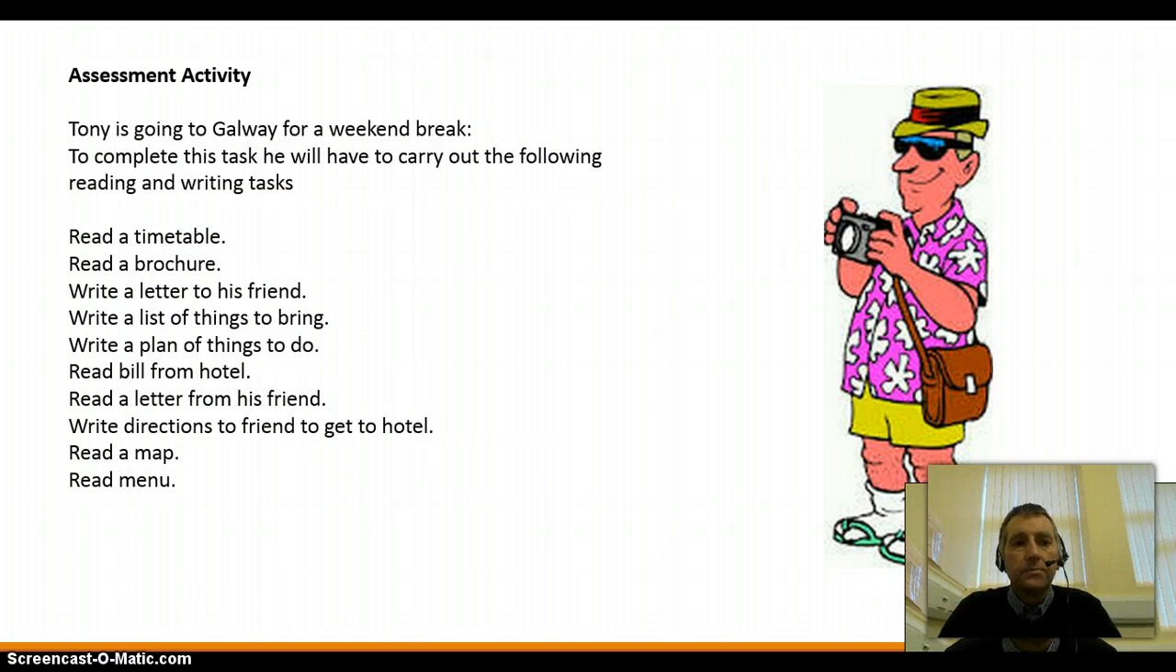Assessment activity. Tony is going to Galway for a weekend break. To complete this task, you will have to carry out the following reading and writing tasks: read a timetable, read a brochure or poster, write a letter to his friend, write a list of things to bring, write a plan of things to do, read a bill from a hotel, read a letter from his friend, write directions to his friend to get to his hotel, read a map, and read a menu.